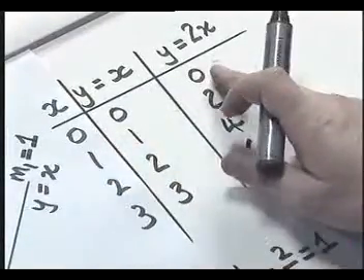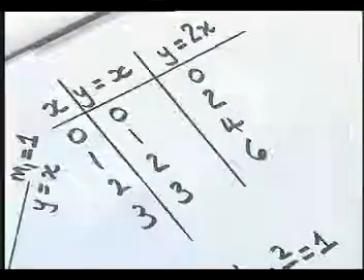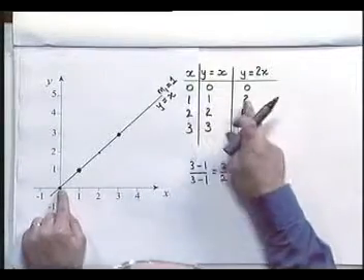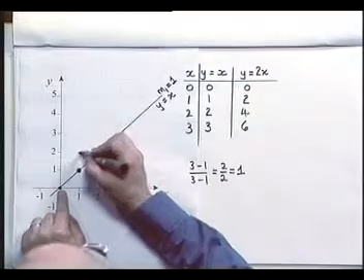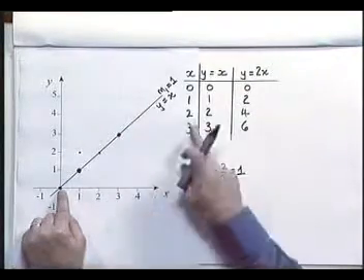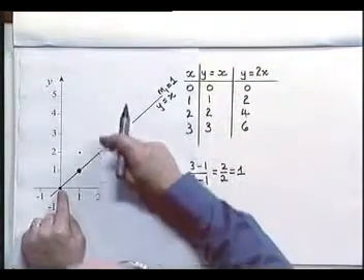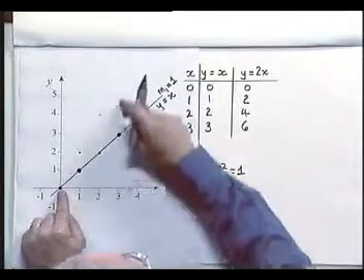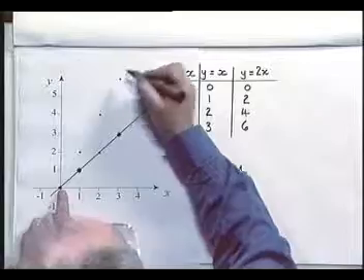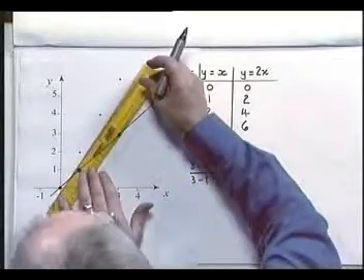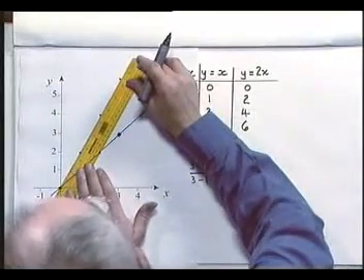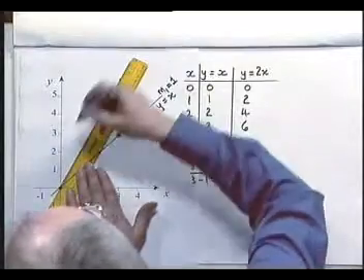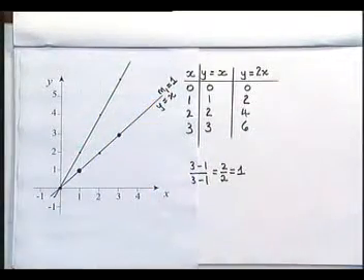We've got 0, 0, which is the origin again. When x is 1, y is 2. That's this point here. When x is 2, y is 4. That's this point here. And when x is 3, y is 6, which is up there. And again, we have a straight line graph, and again, this line passes through the origin.